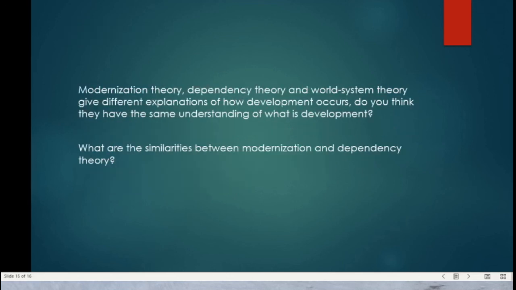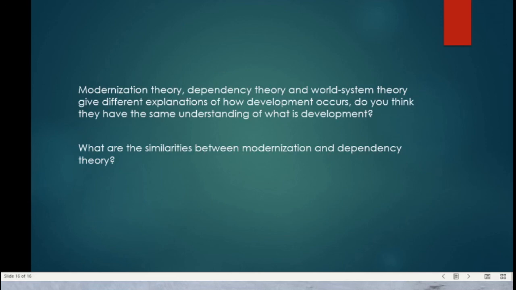So, I have a question before ending our lecture here. Modernization theory, dependency theory, and world system theory give different explanations of how development occurs. Modernization theory talks about different stages of growth and how people go through all these different stages in order to attain development. But dependency theory says that underdevelopment occurs when you have interactions with outsiders and strong metropole countries. And the world system theory explains how core countries benefit and peripheral countries lose out in the world system. So they give very different explanations of how development occurs.